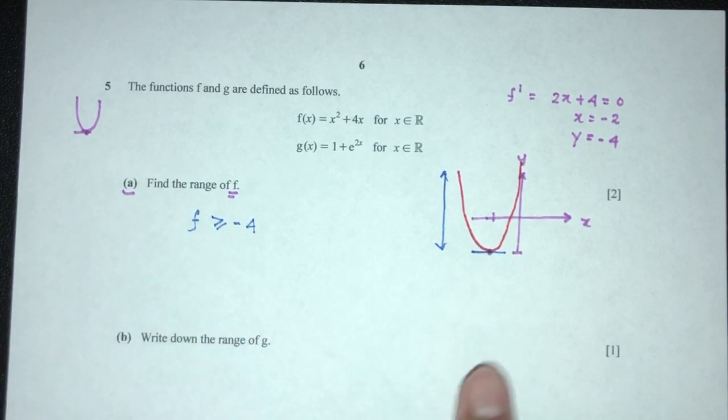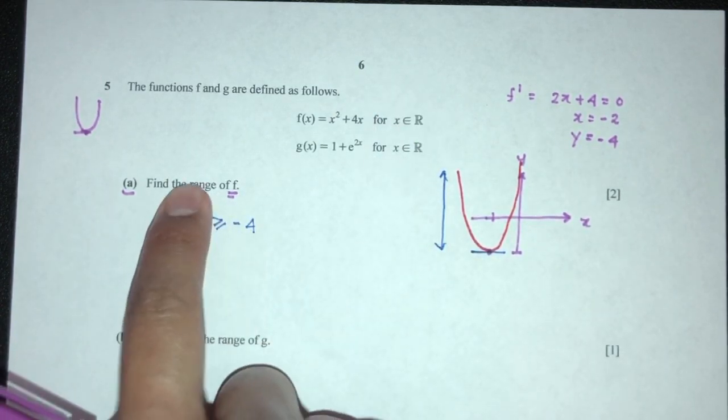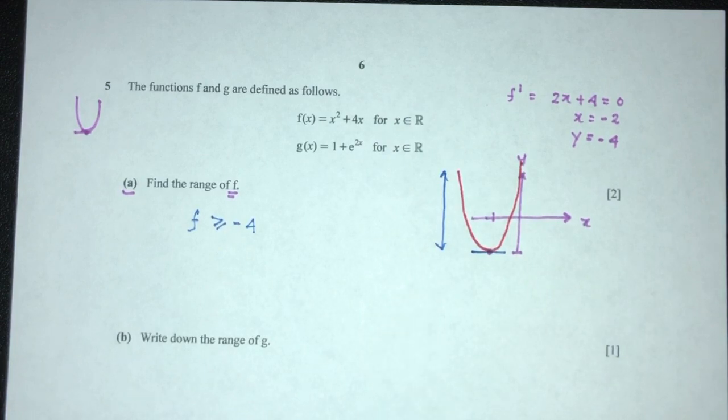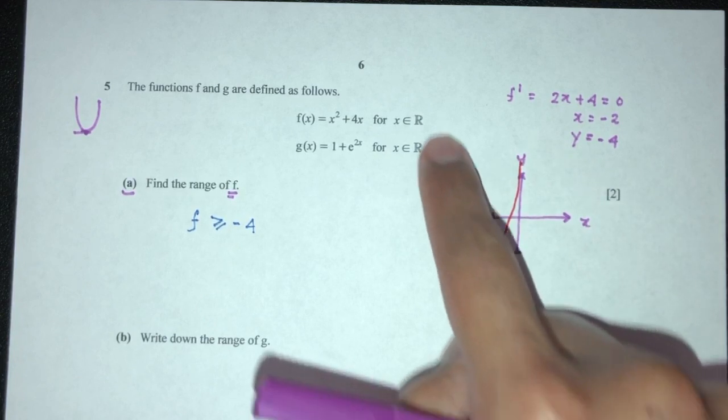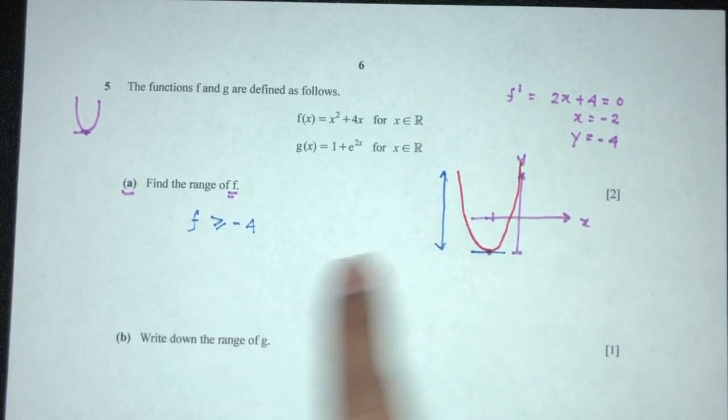Now the range is the y values. Always recall this: range is the y values, and the best way to find this is by looking at the graph. You can see the graph is always more than this value. Otherwise, it will always be increasing here as the value of x increases.